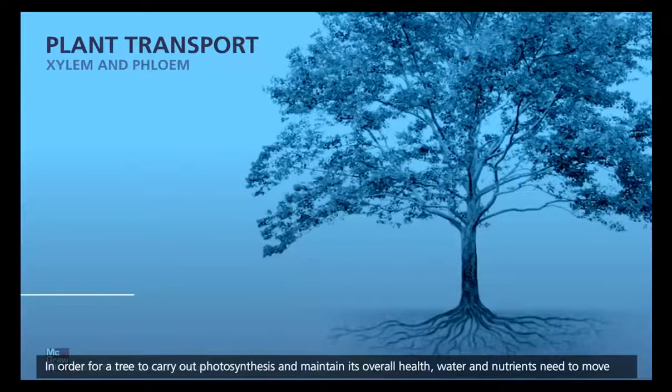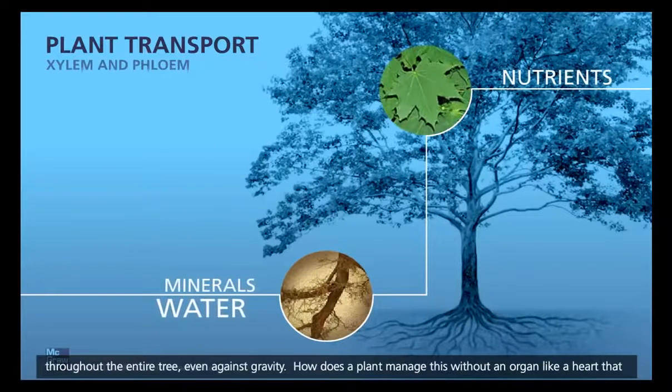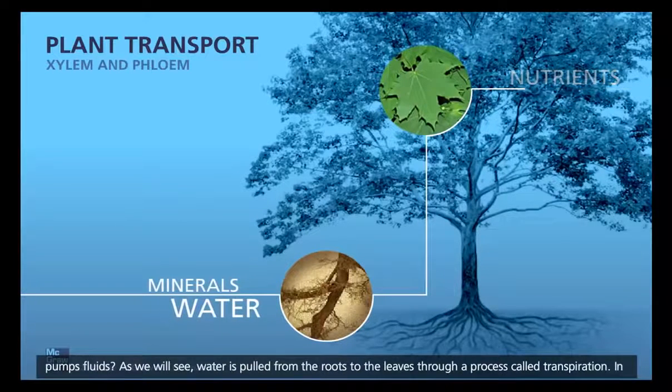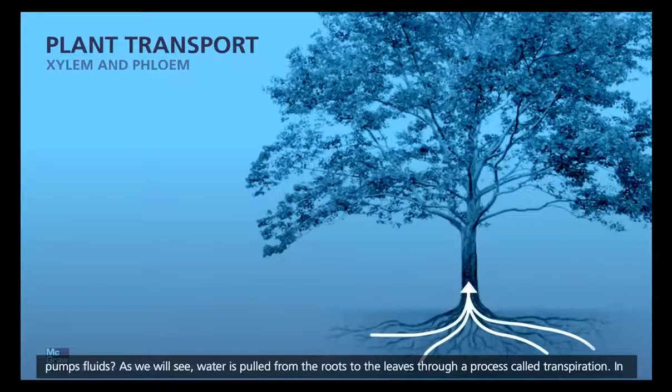In order for a tree to carry out photosynthesis and maintain its overall health, water and nutrients need to move throughout the entire tree, even against gravity. How does a plant manage this without an organ like a heart that pumps fluids? As we will see, water is pulled from the roots to the leaves through a process called transpiration.